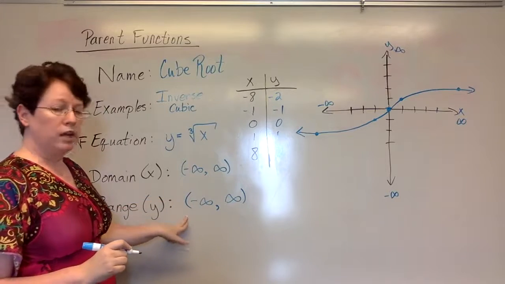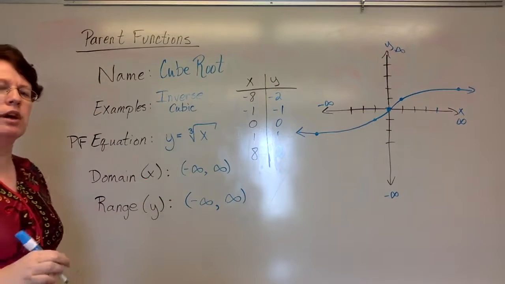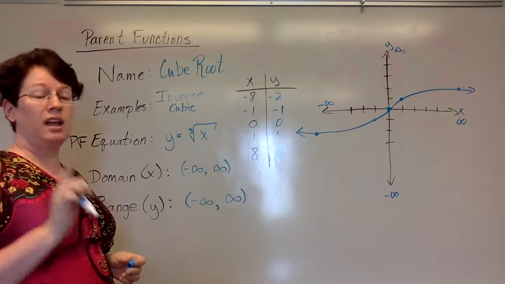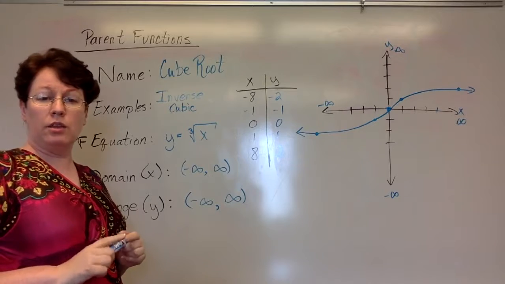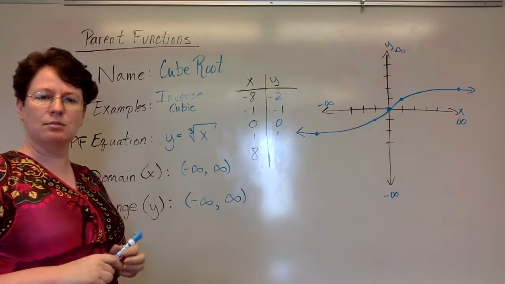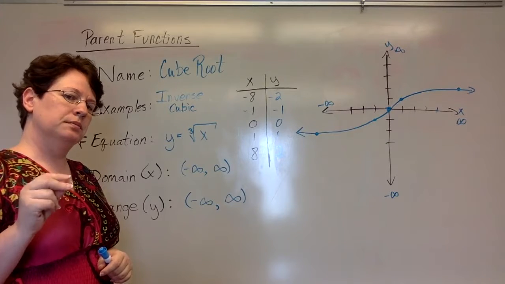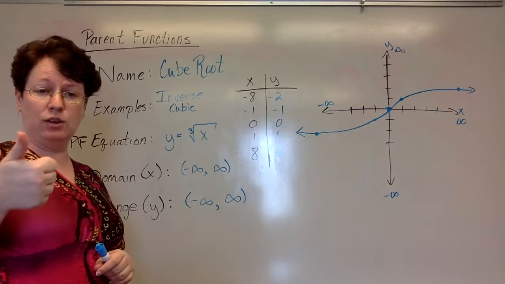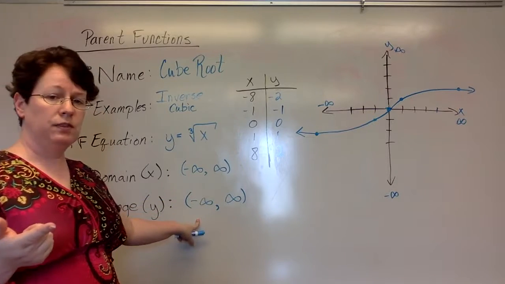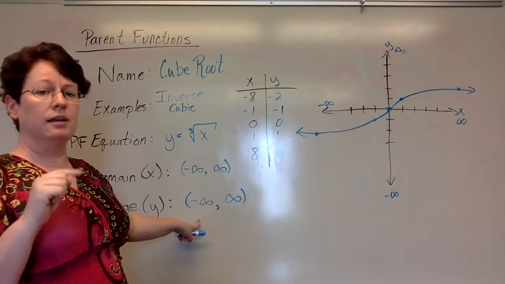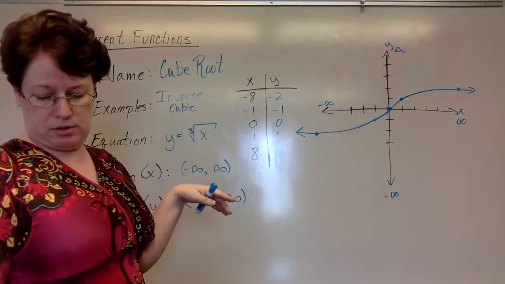So my domain and range are the same again. That's awesome. Same domain and range, and they're infinities, +infinity, -infinity. Which other parent functions have the exact same domain and range? Positive, -infinity. You got it. Linear has it, and cubic. Both of them have -infinity, +infinity for the domain and for the range. So it keeps going in all directions.